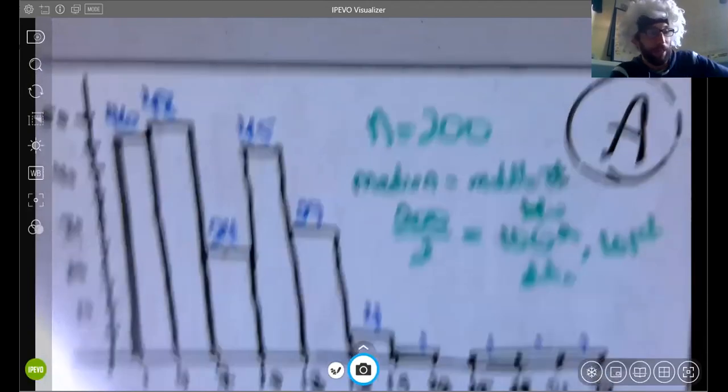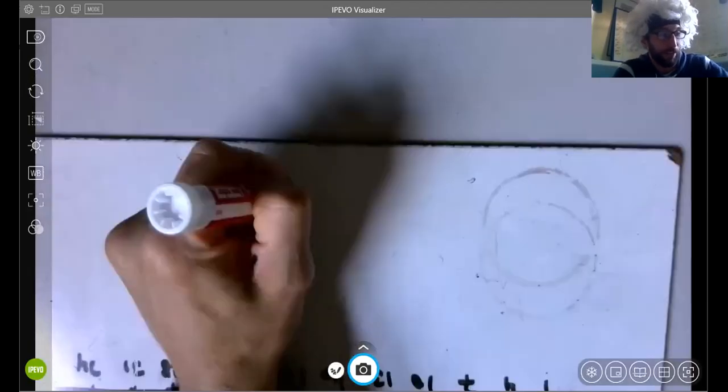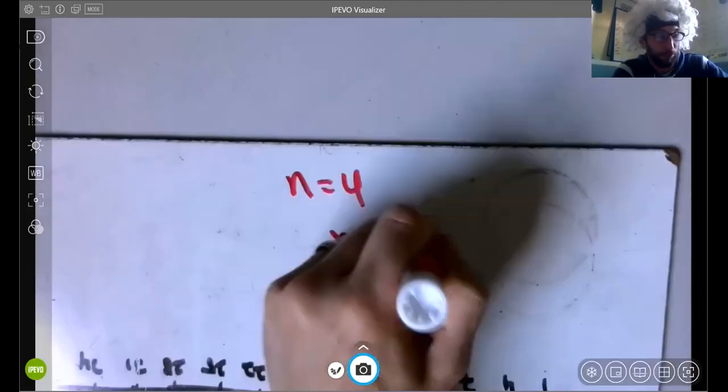And to think about that, like I tell my students, if you forget that, just think about if N were 4. Let's say I had 4 data values: 1, 2, 3, 4.